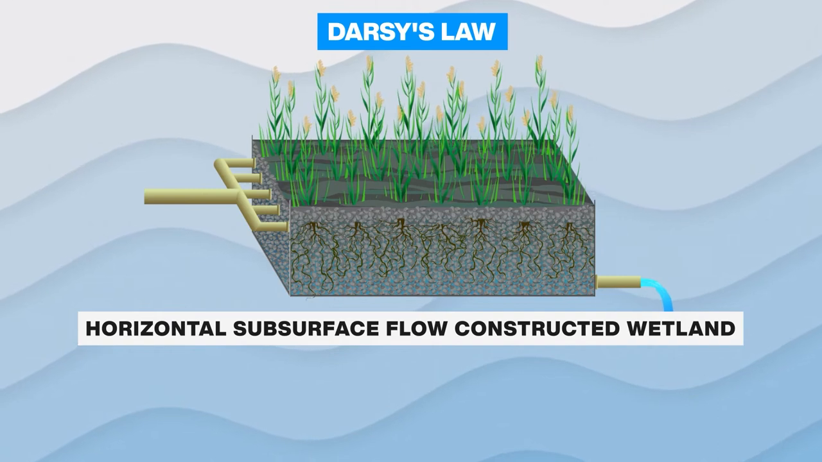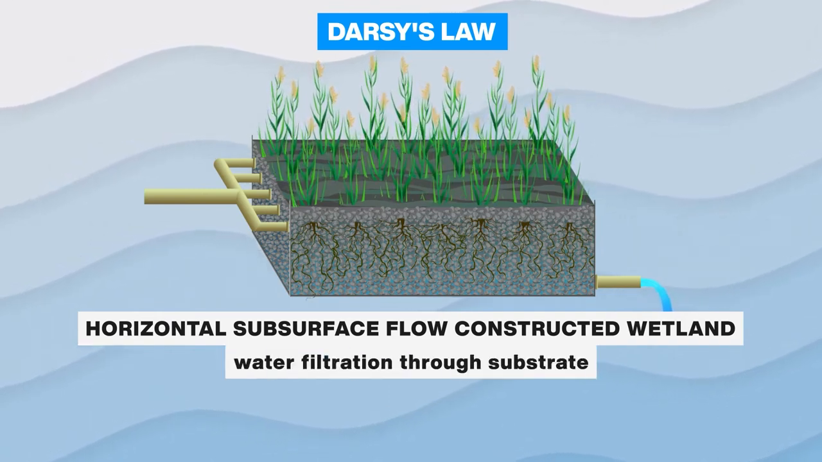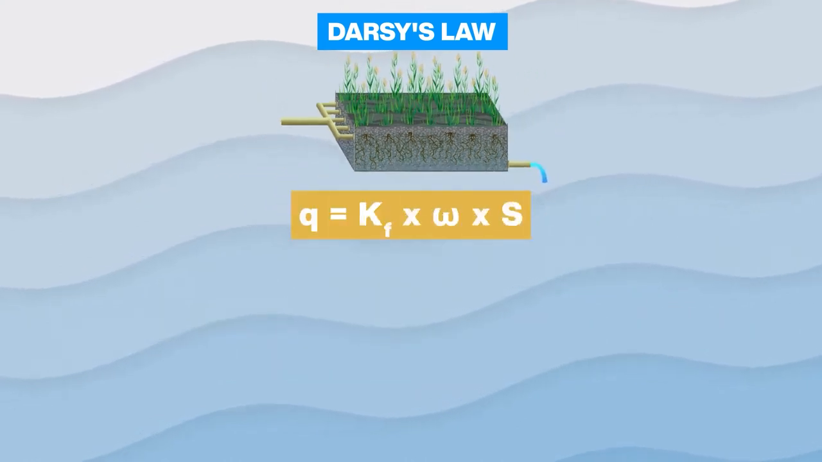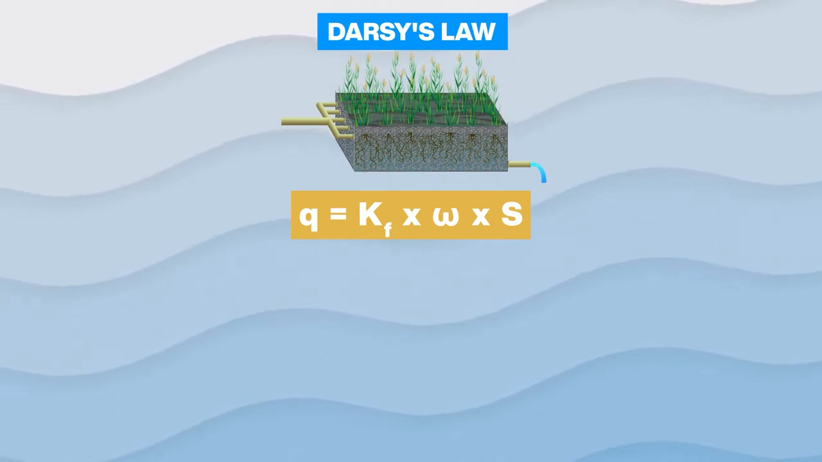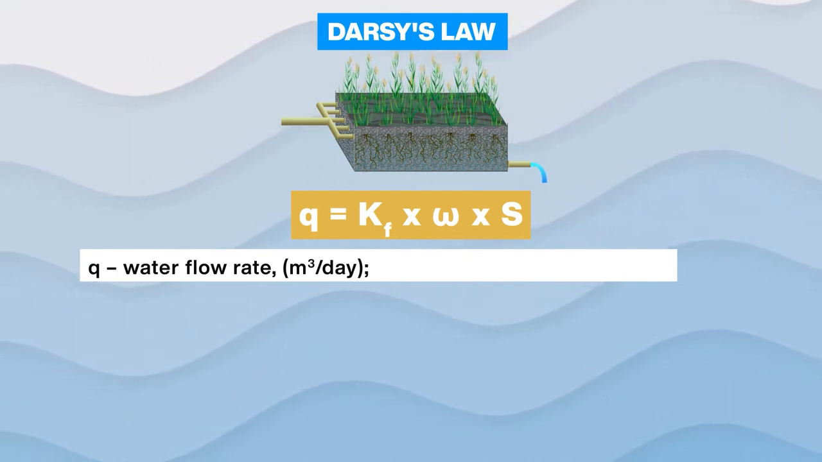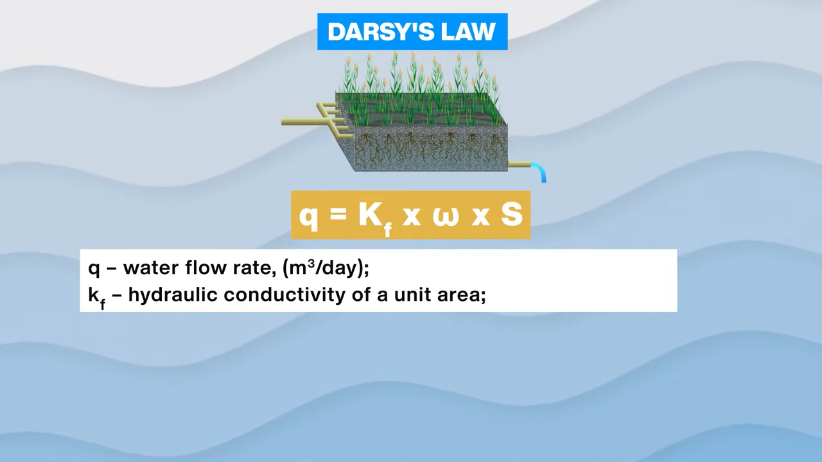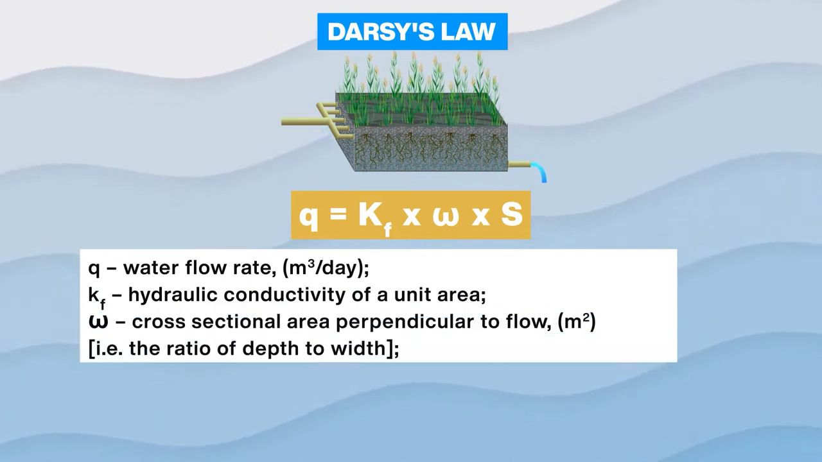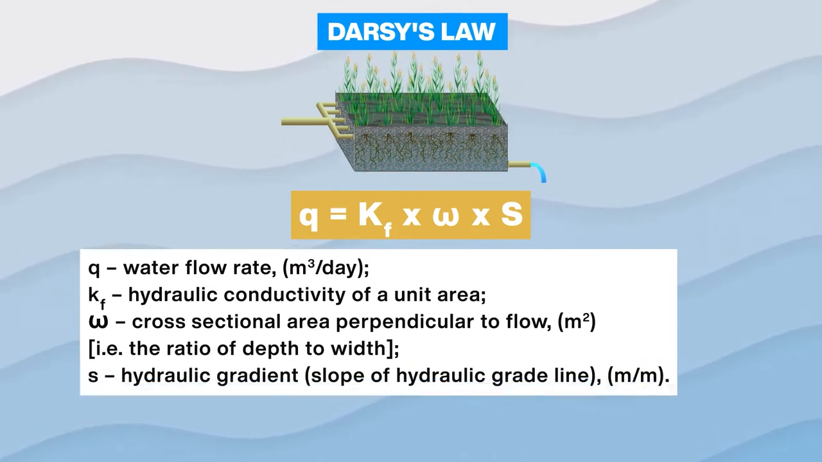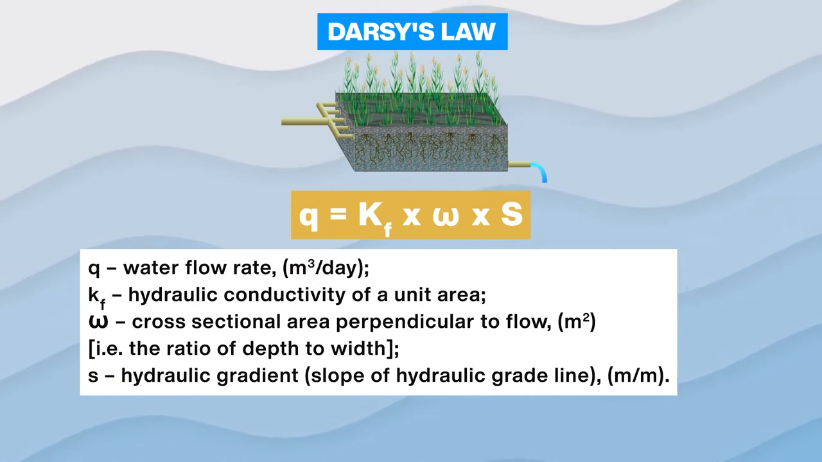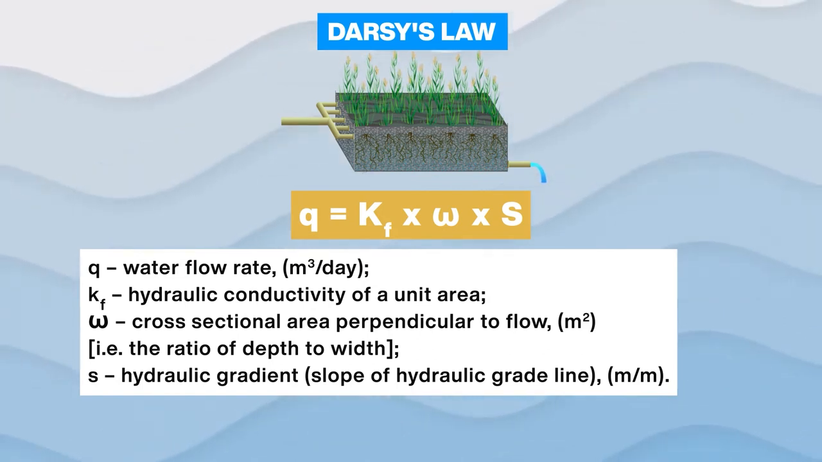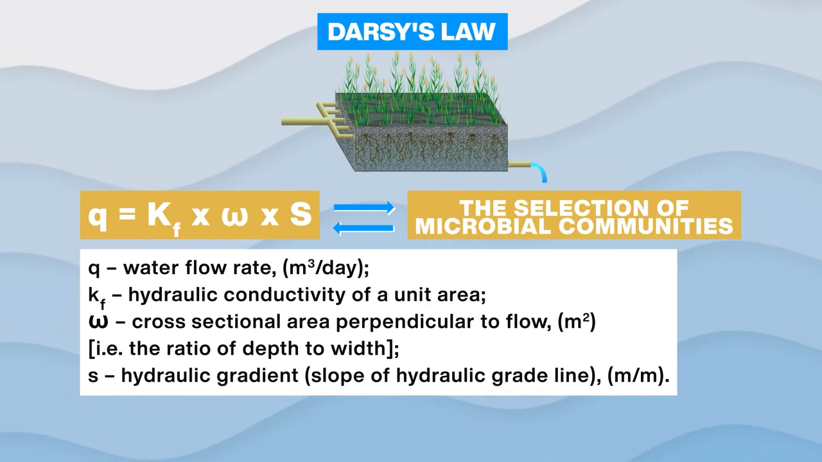Darcy's law is the main law of hydraulics, which describes the water filtration process through substrate. In other words, Darcy's law is characterized by a functional relationship between the water filtration rate on the one hand and the product of three values on the other hand: hydraulic conductivity, the cross-sectional area of the constructed wetland, and the hydraulic gradient. Technical engineers would not be able to design a wetland without Darcy's law. Exactly. Moreover, Darcy's law is a fundamental part of each method of selection of microbial communities.